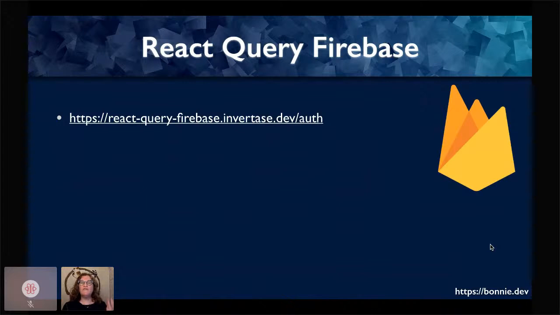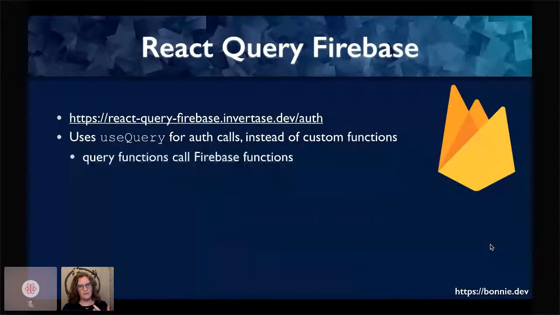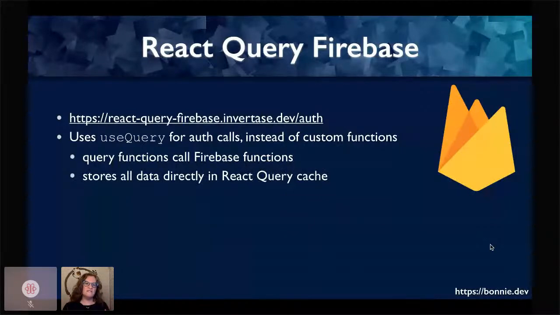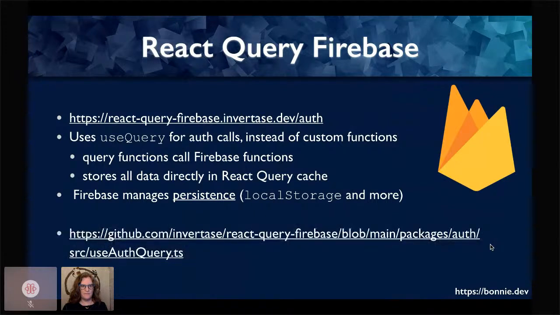There's also a React Query Firebase library. This is if you want to use Firebase as your auth. And this one actually uses useQuery for the auth calls. It wraps useQuery in a custom hook that runs the auth calls, instead of the custom functions that I use in the useAuth. The query functions call the Firebase functions, and it stores all of the data directly in the React Query cache. Firebase itself manages the persistence with local storage or with session storage. And you can see the code following this link.